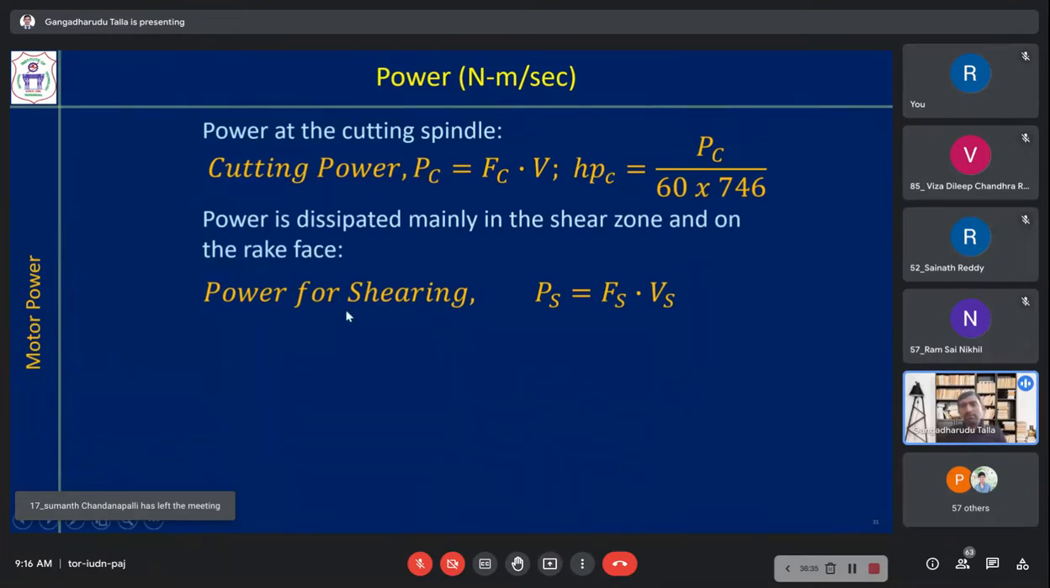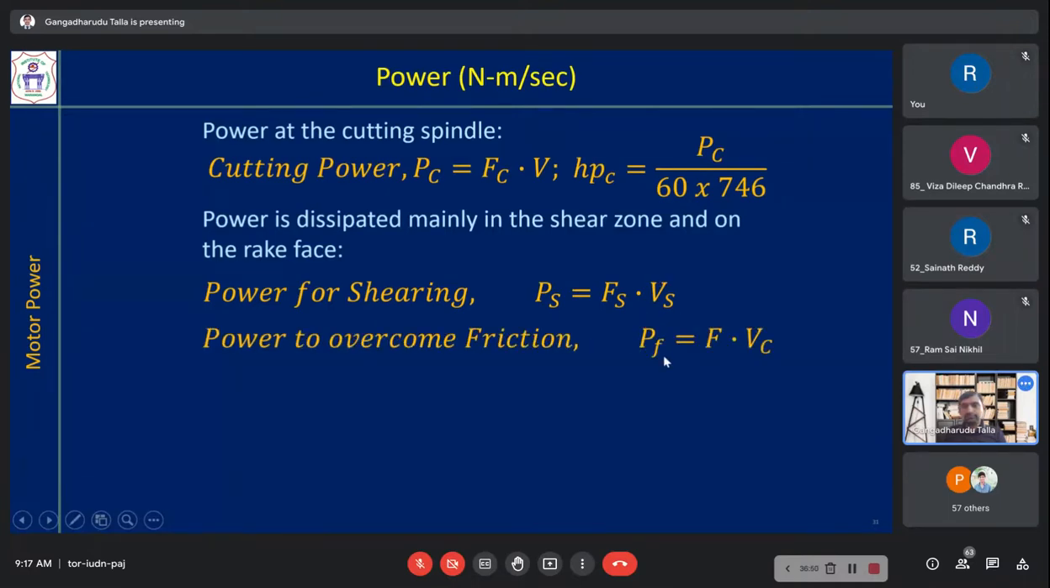So power required for shearing action, if you consider that, Ps is Fs into Vs. Fs is shear force, Vs is the chip movement along the shear plane direction. Now power to overcome friction, that is Pf is equal to F into Vc. F is friction force, Vc is the chip velocity.